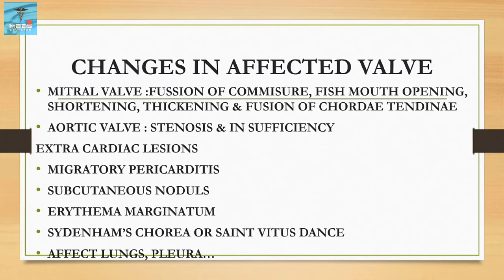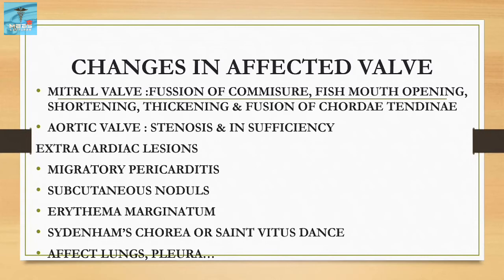Then about changes in affected valves. First about the mitral valve. Here fusion of the commissure takes place, and the characteristic appearance is a fish mouth opening. Then shortening, thickening and fusion of the chordae tendineae take place. In case of the aortic valve, stenosis and insufficiency occur. Tricuspid and pulmonary valves are rarely affected in this case.